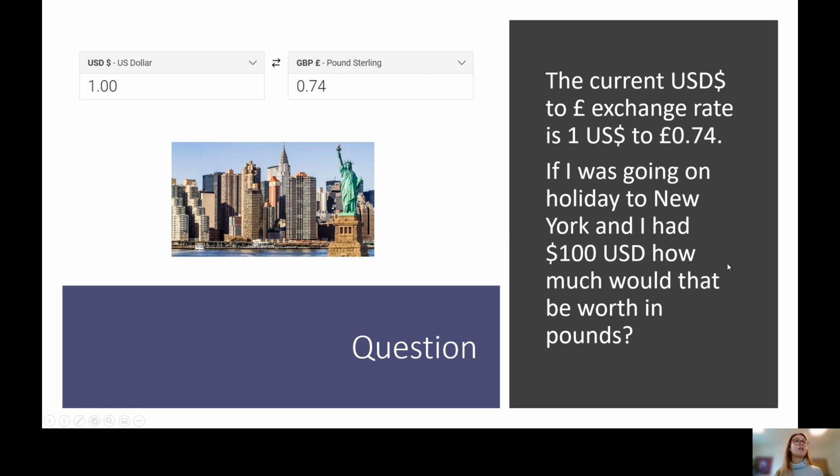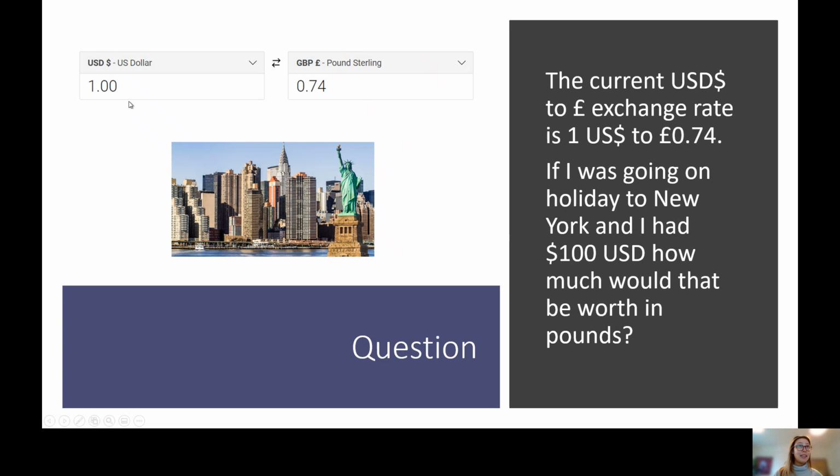So next, we have a few questions to try and embed our understanding of exchange rates. It will all make more sense once we've gone through these questions.